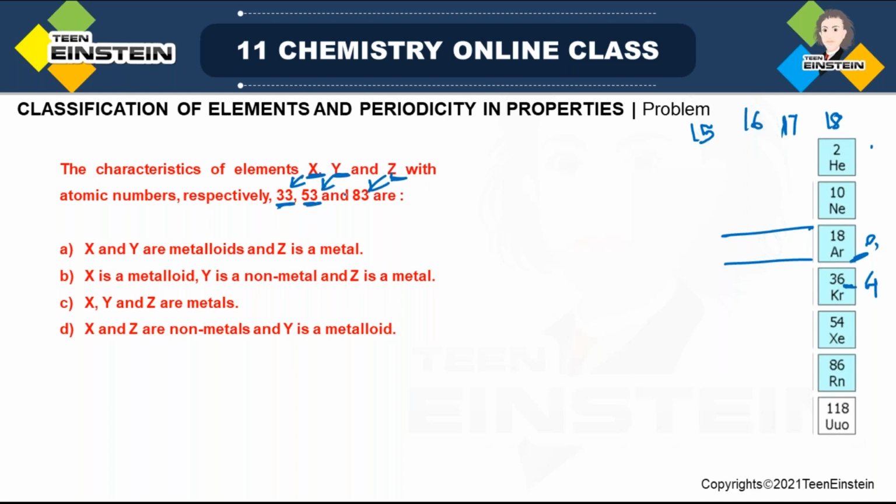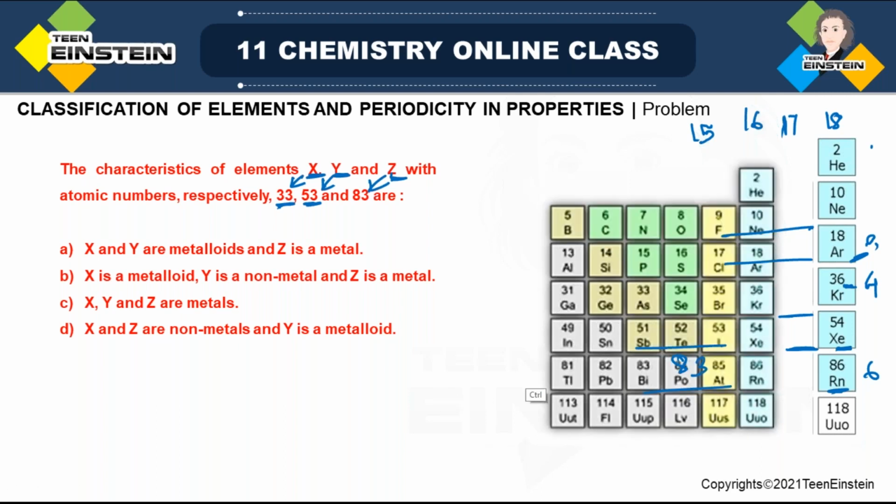Then what about Y, 53? That means it is just before xenon. So it is somewhere here, and it is from group 17. It is a halogen, and halogens are mostly non-metals. Then what about Z, 83? That means 86 is the noble gas. It is also from group 15, somewhere here. Now it is from the 6th period, and as you move down in group 15, metallic nature increases. So considering all these facts, option B should be the correct option.